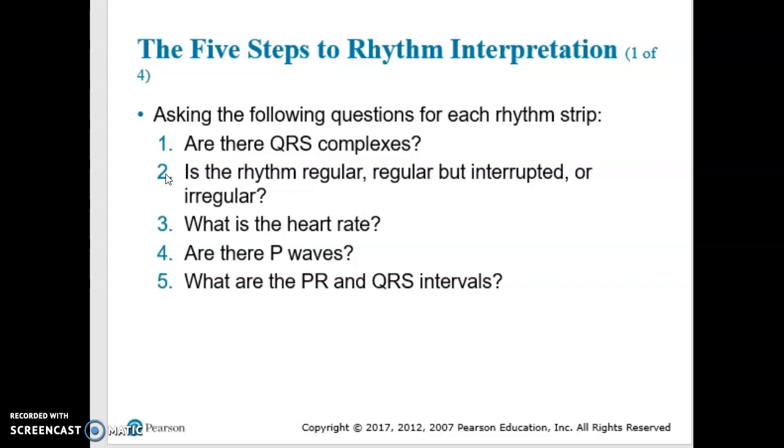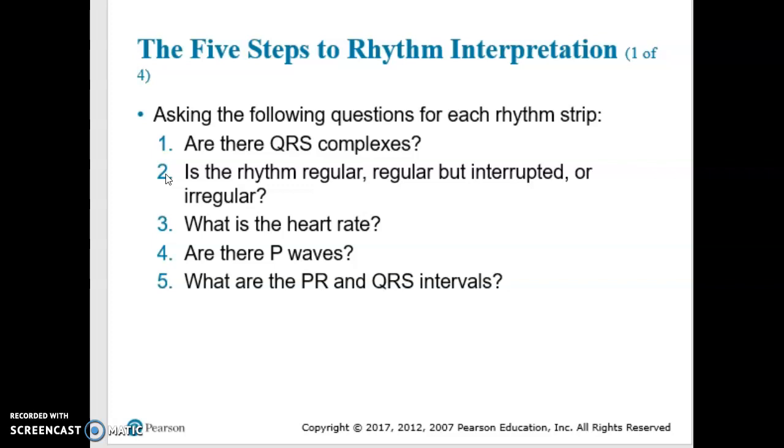But first, the second step is to determine whether the rhythm is regular, irregular, or regular but interrupted. Remember, when we count regularity, we're going to count between the R waves. We go to the R, the pointed part of the QRS complex, and we count the small blocks between that R and the next R down the line. We'll count the differences in these RR intervals across the entire strip. A regular rhythm does not vary any more than 1 to 2 little blocks in length. An irregular rhythm will kind of be all over the place.